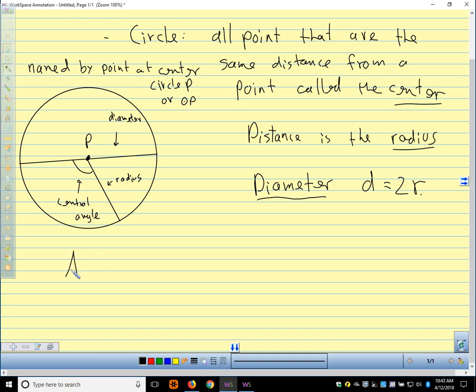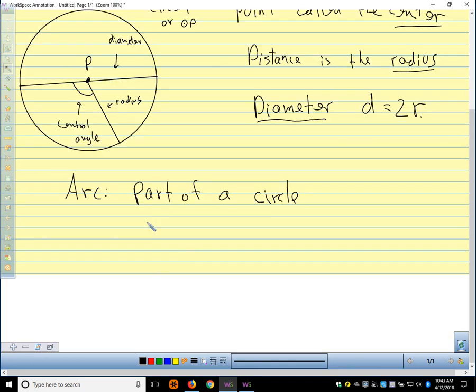We're going to talk about smaller pieces of circles also. An arc is a part of a circle. And what we're going to be interested in today is how we measure arcs, how we figure out how long an arc, or how big an arc is. We'll talk about how long they are as well. A semicircle is an arc. Well, how much of a circle is a semicircle? Half. A semicircle is half a circle.